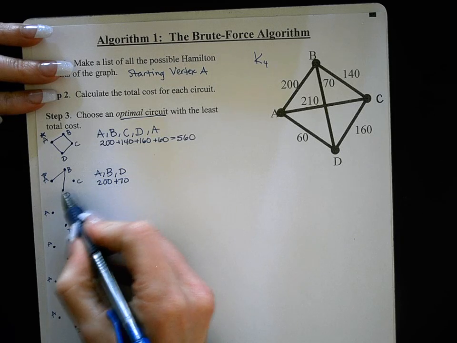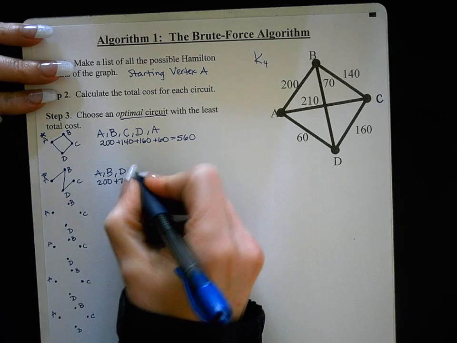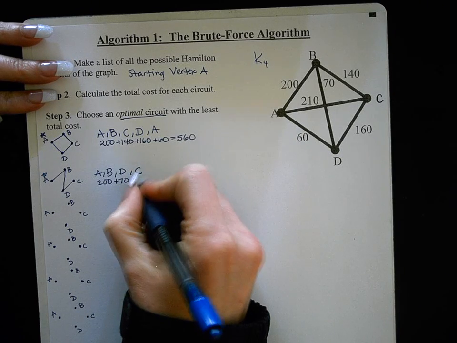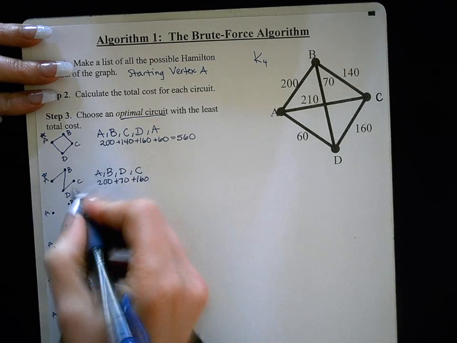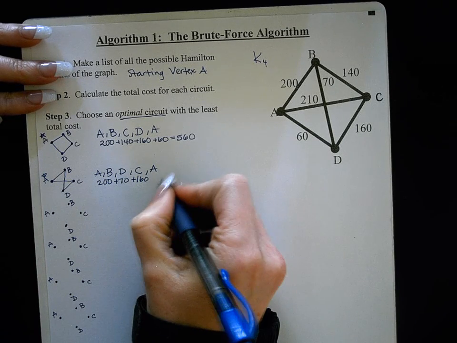Now you can see the only vertex we have left to go to is C. We have to travel to C. From D to C, that's 160. We've traveled to every vertex. Now it's time to go home, back to A for 210.